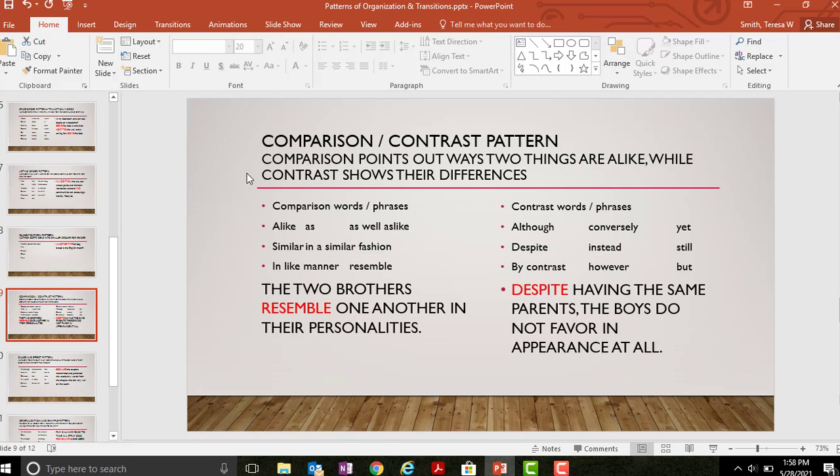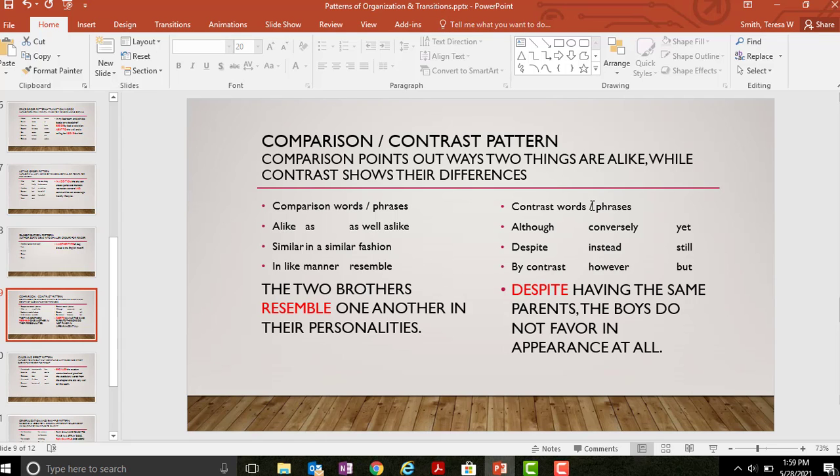The next pattern is comparison and contrast pattern. Comparison points out ways that things are alike, while contrast shows their differences. So some words and phrases for comparison are alike, as well as like, similar, in a similar fashion, in like manner, resemble. An example sentence is the two brothers resemble one another in their personalities.